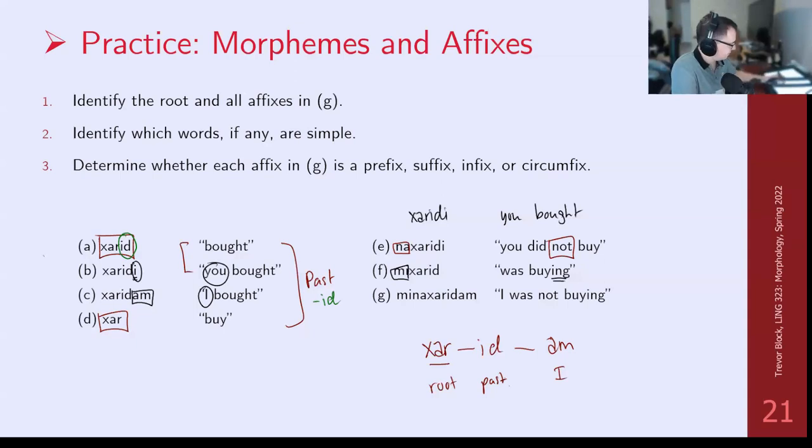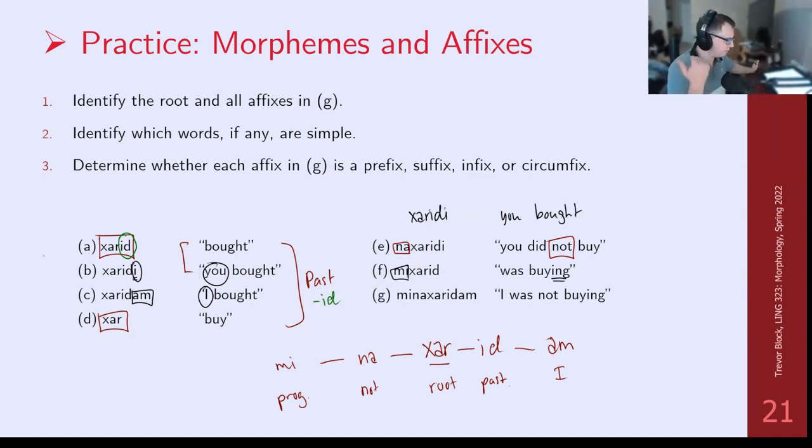And then we have some stuff in front. We have na in front, which we know means not. And then we have me in front, which is this -ing progressive form. So we could call this progressive. So we have this breakdown. That would be identify all the roots and affixes in G.